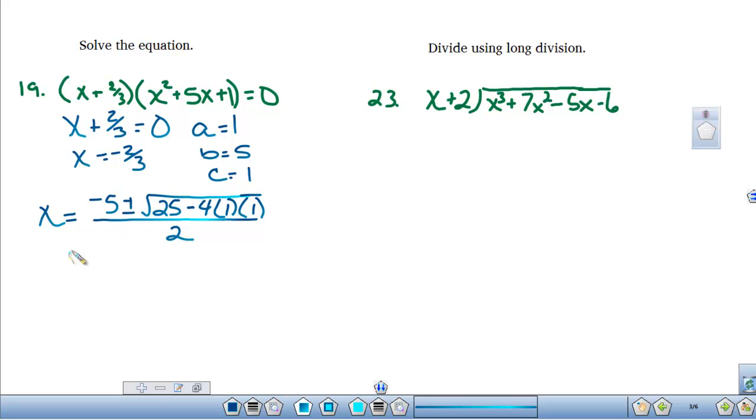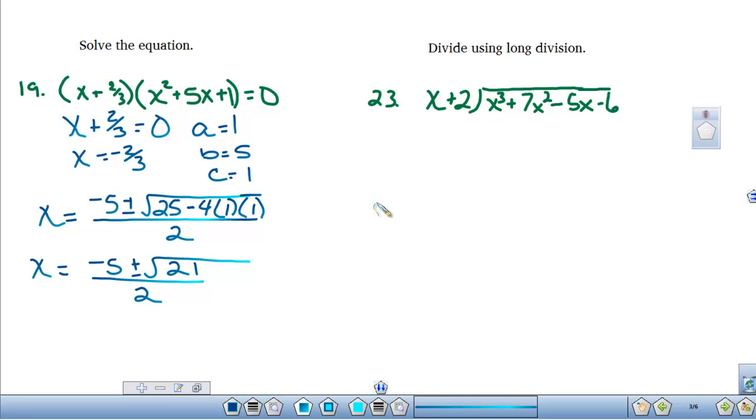And now I'm going to clean this up. x is equal to negative 5, plus and minus the square root of 25 minus 4, which is 21, over 2. And that is the answer. You can leave it in that form, and that gives us our 3 zeros of the function.